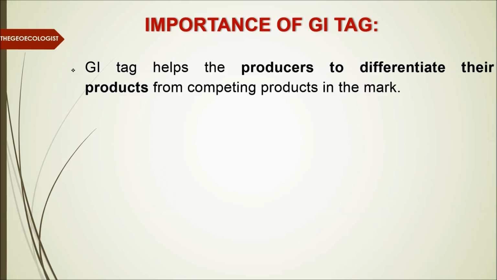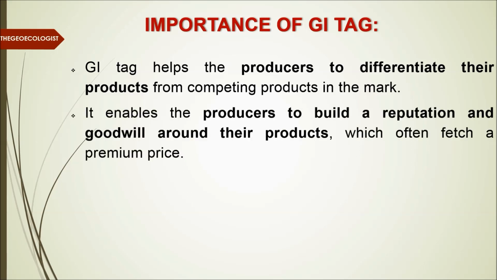Remember, it is important because it helps the producers at the ground level to do what? To differentiate the unique products coming from a particular location, because we understand that there are numerous products in the market. So how to differentiate? What is that unique factor in some product? So it helps the producer to differentiate, to identify, to make a clear-cut segregation from the competing products in the market. Then it enables the producer to build a reputation or goodwill around their products.